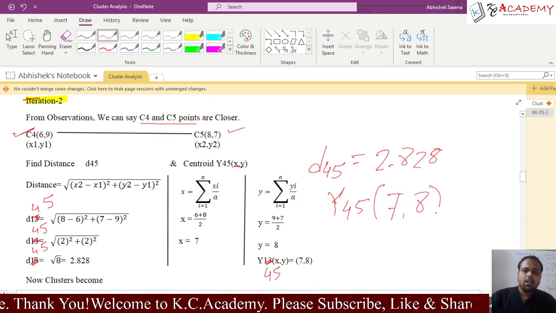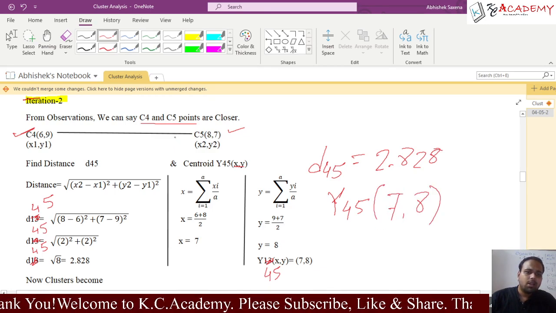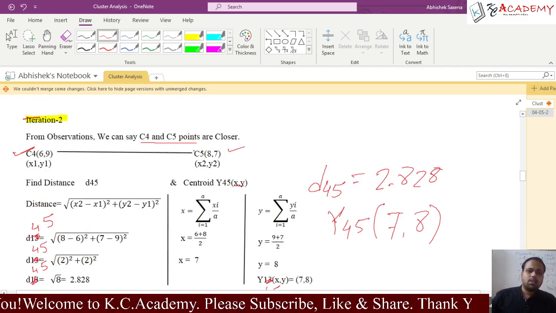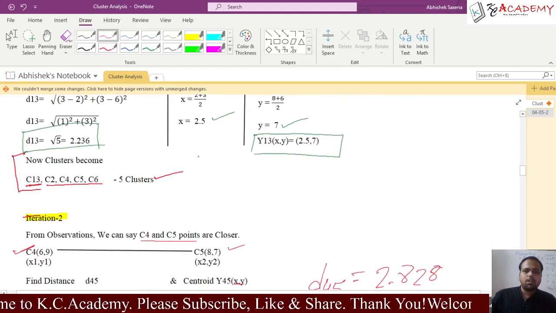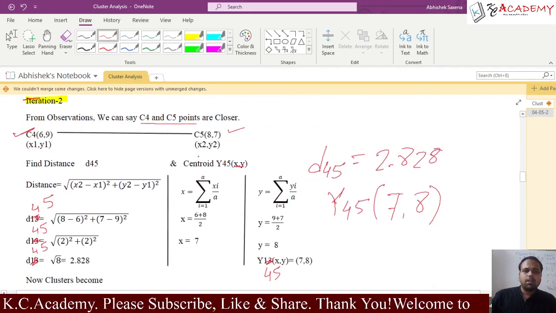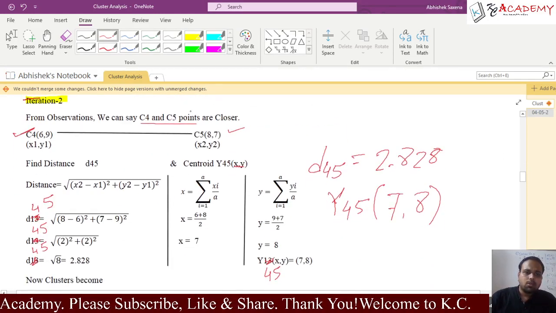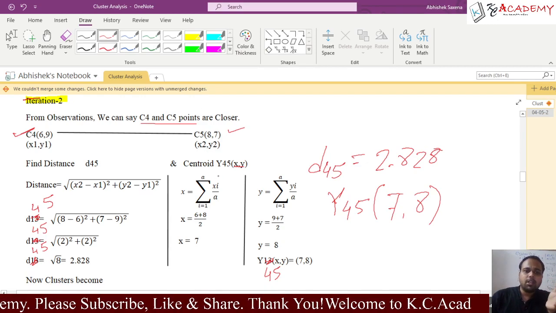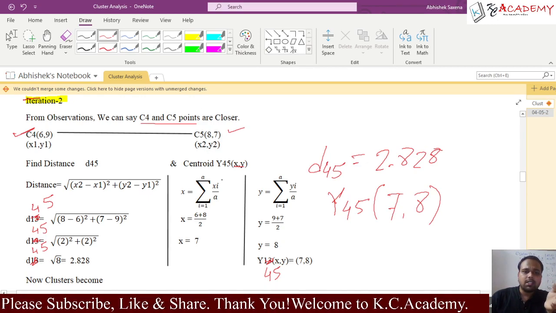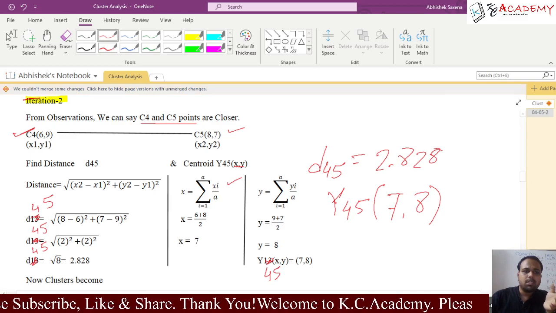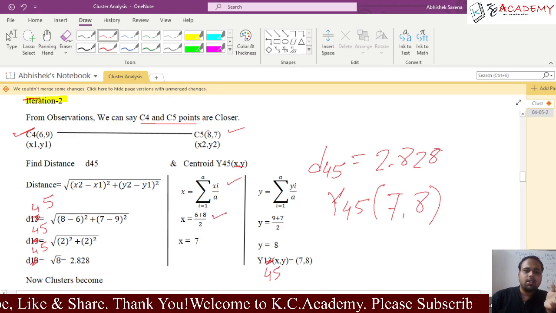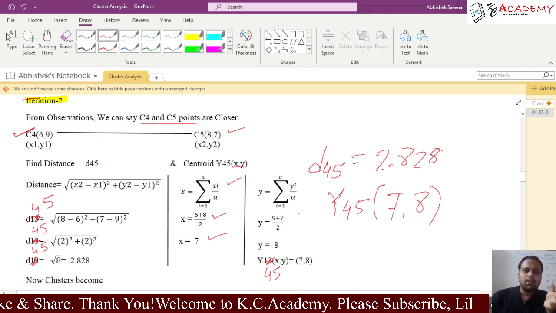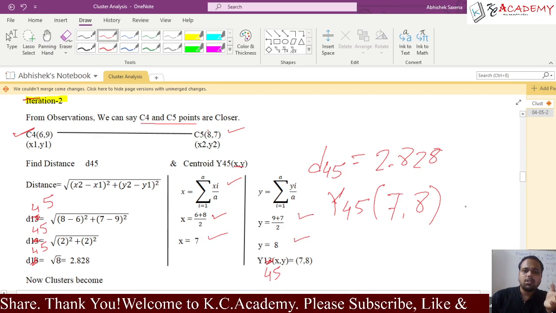And again, how we calculated 7, 8, I think I haven't explained how to find that here. I hope you understood. Again I'm telling you, centroid is summation xi upon n. So summation xi means 6 plus 8, that is 14, divided by 2, is 7. Here 9 plus 7 divided by 2, that is 8. So this one is our point.